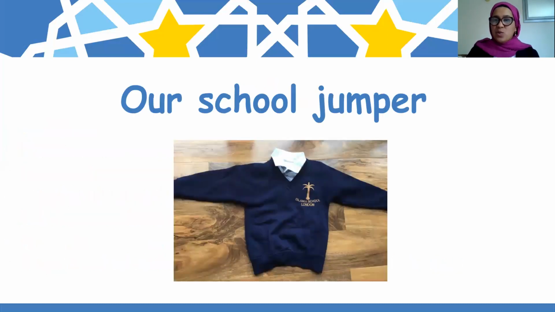That is a picture of the school jumper you can buy at Rumbles. There's just a white polo or white shirt under it, but that can be bought at any supermarket, as well as the rest of the uniform. But your child will have to wear the blue jumper with the Islamia logo on it.